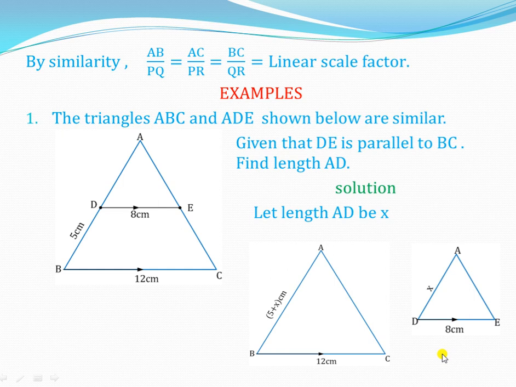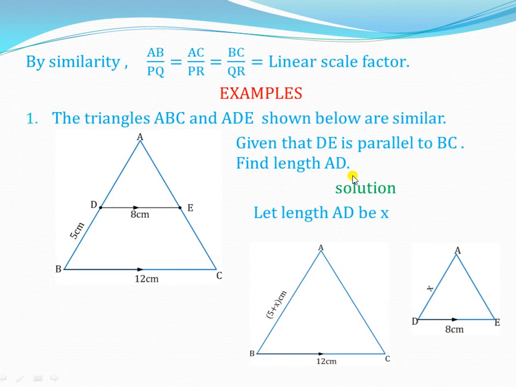What you do, you simply compare. If I look at this side AB, I'm going to compare it with AD. And if I look at BC, I will compare it with DE. So it means I'm going to say AB divided by AD is as good as BC divided by DE. So that will be our first step. Then, when you get back to your diagram, AB is already given. If you can see, AB is 5 plus X and AD is X.